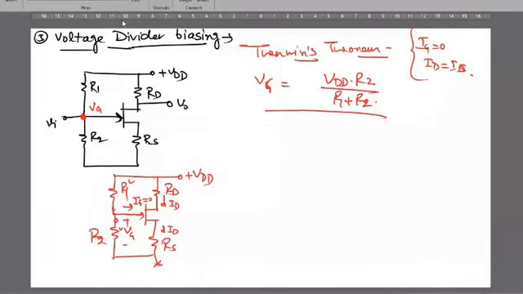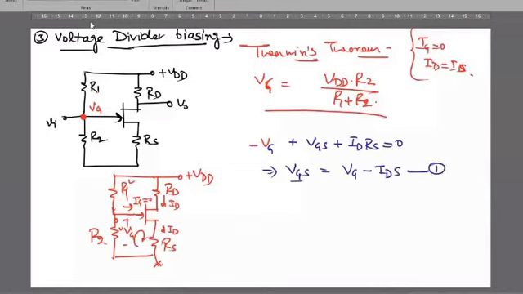And directly you can put one KVL in this loop. So if you write the KVL, then in that case it becomes minus Vg plus Vgs plus IDRs equals to 0. Okay, so you can calculate the value of VGS from this equation, that is Vg minus IDRs. This is equation number 1. I don't think there is any problem.